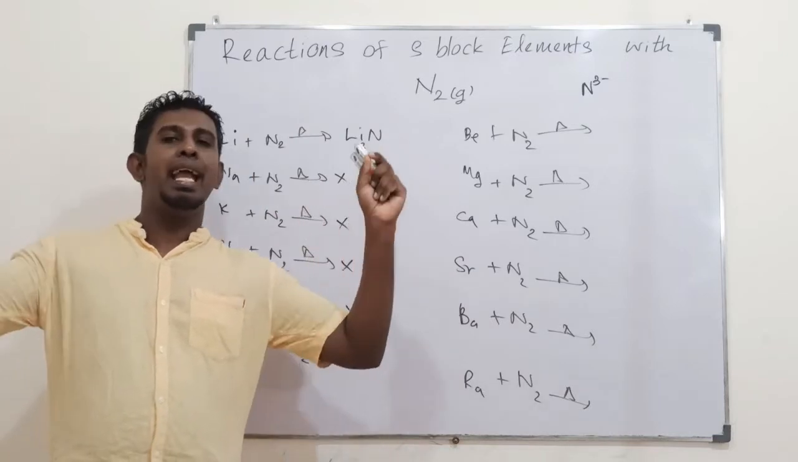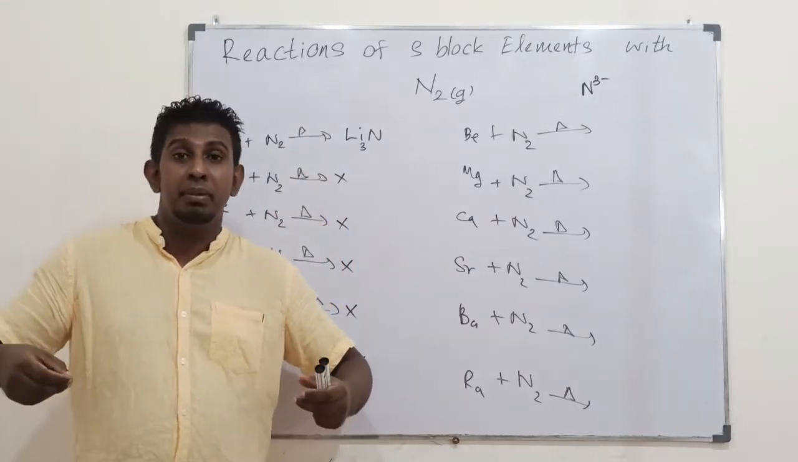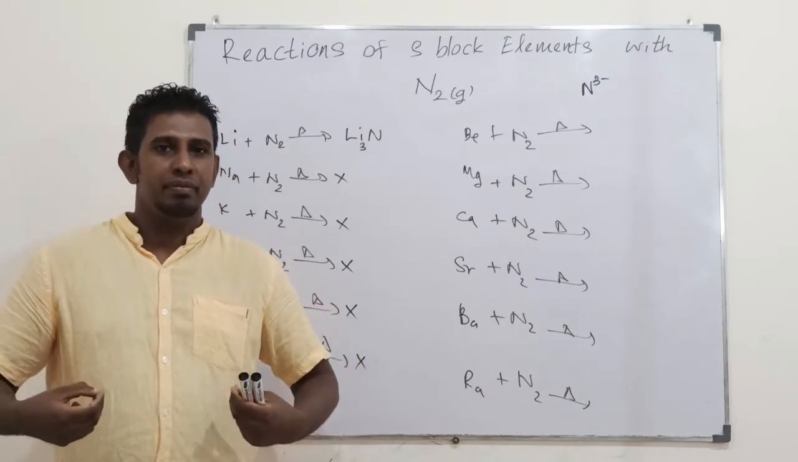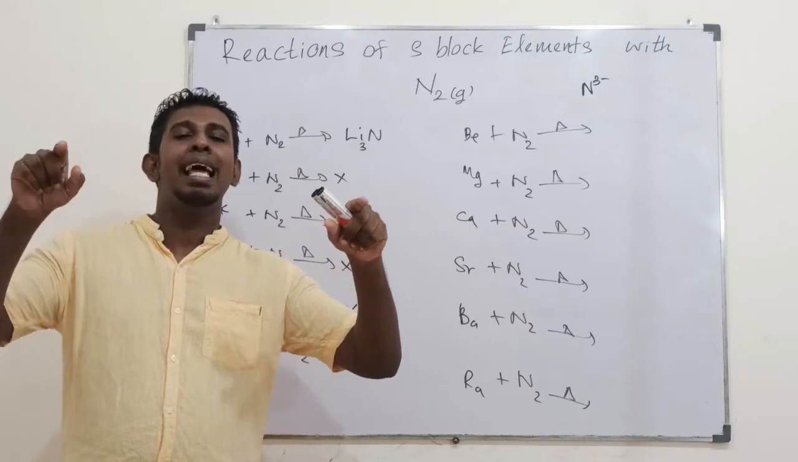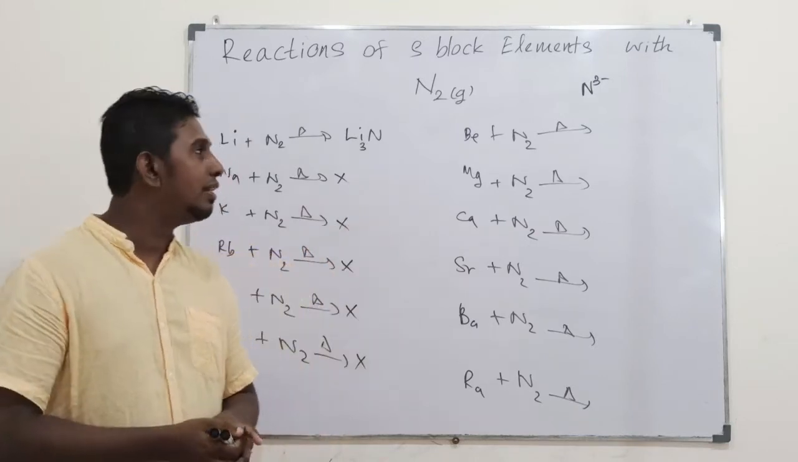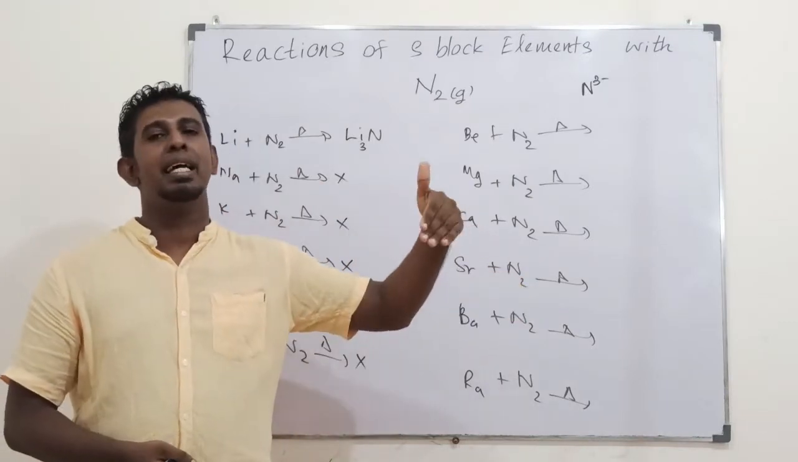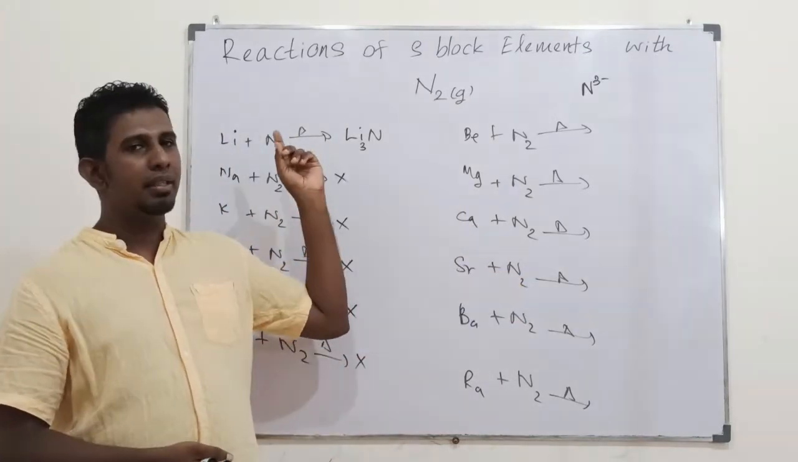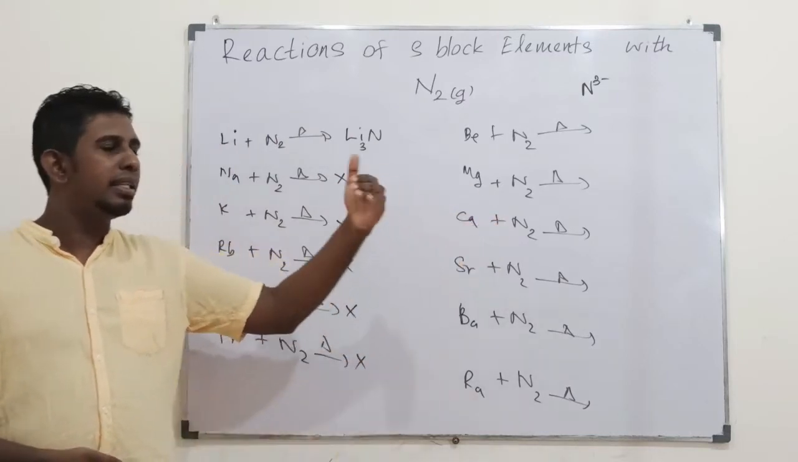Among the first group elements, lithium, having a considerably small radius, exhibits some sort of ability, a talent. It would show a reaction with nitrogen, dinitrogen. When you heat lithium with nitrogen, you would get lithium nitride.